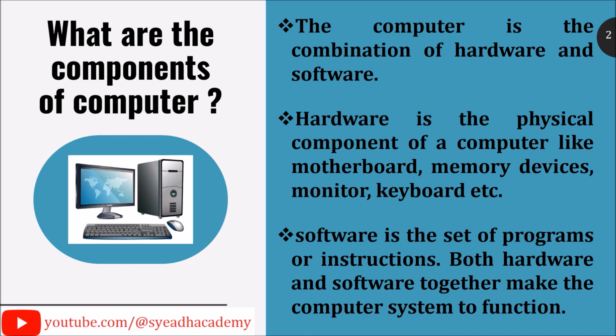What are the components of computer? The computer is the combination of hardware and software. Hardware is the physical component of a computer like motherboard, memory devices, monitor, keyboard. Software is the set of programs or instructions. Both hardware and software together make the computer system function.